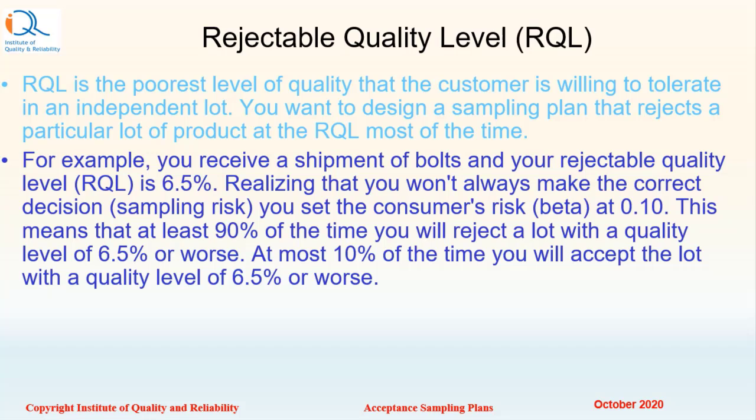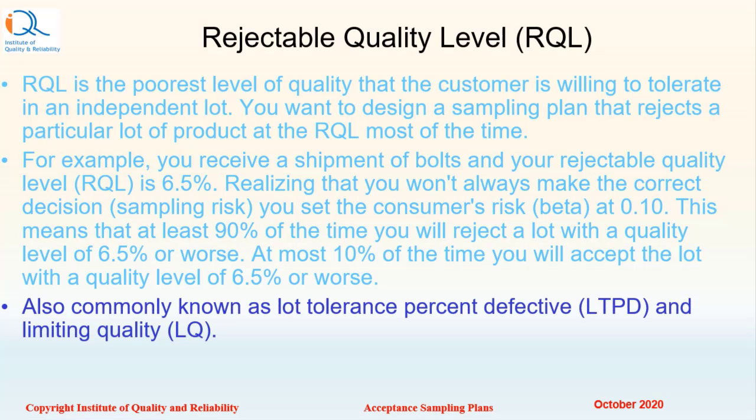This means that at least 90% of the time you will reject a lot with a quality level of 6.5% or worse. At most 10% of the time you will accept the lot with a quality level of 6.5% or worse. This is also commonly known as lot tolerance percent defective or LTPD, and limiting quality.